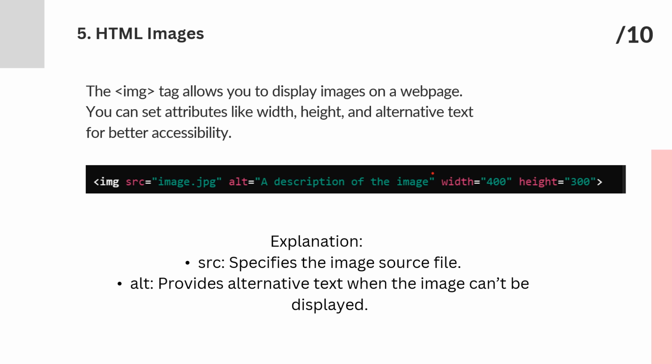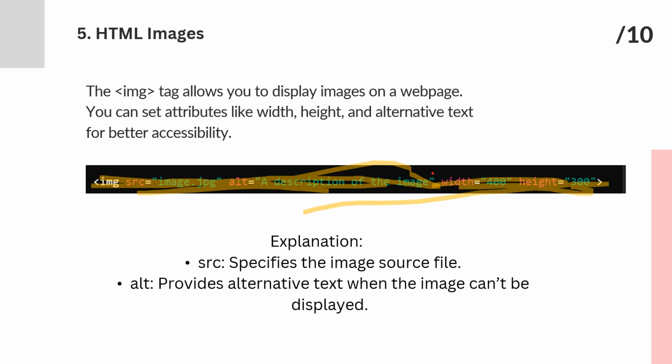Next is HTML images. The img tag allows you to display images on a web page. You can set attributes like width, height, and alternative text for better accessibility. So src specifies the image source file, and alt provides the alternative text when the image can't be displayed. So in this way, you can add an image in your code.